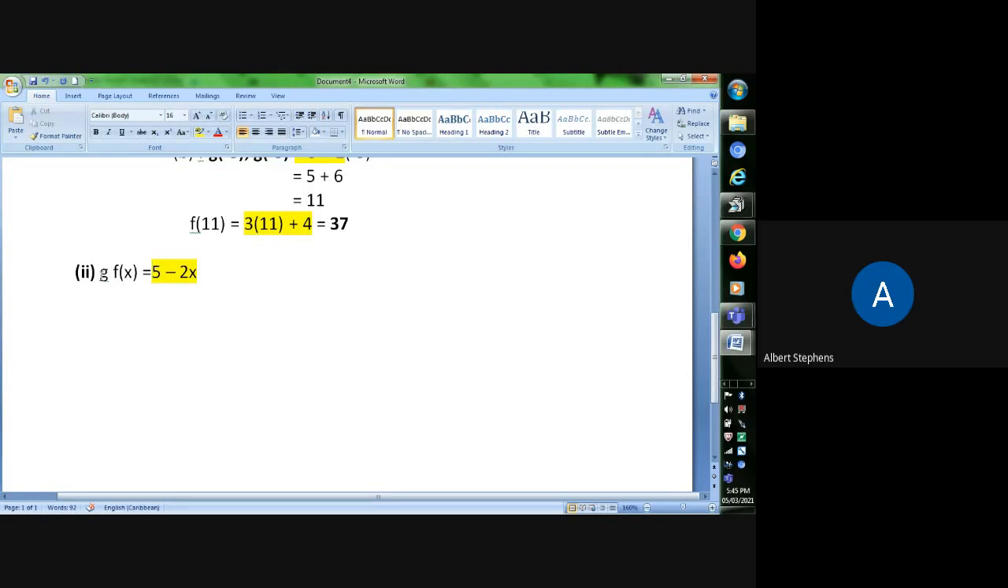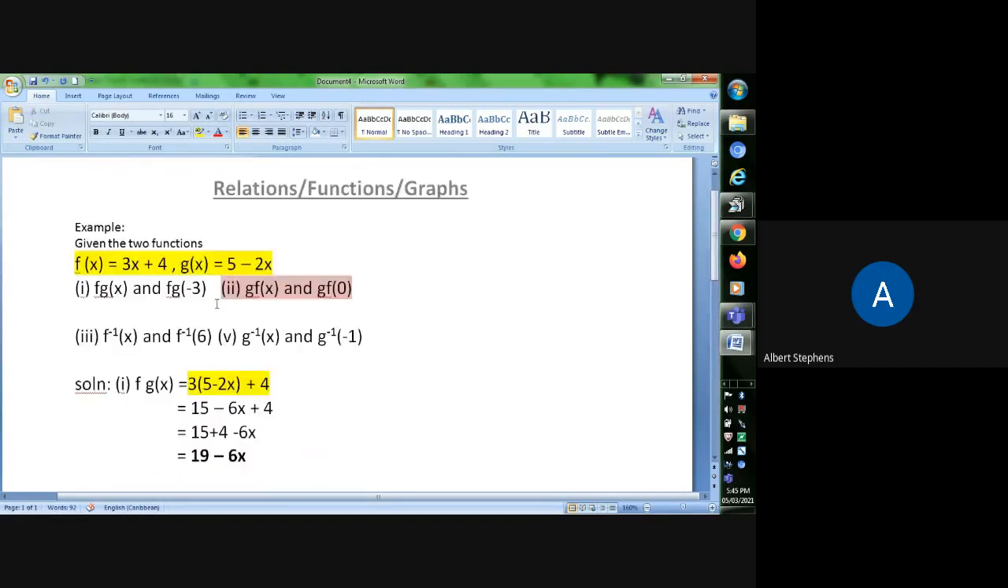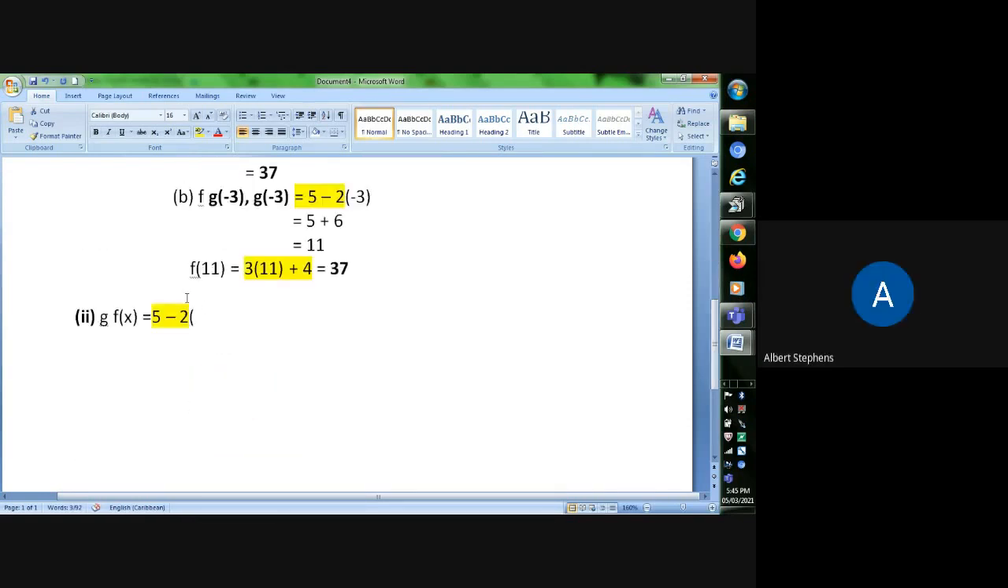Which letter comes first? G. Right. So you write out G. And then you look for x. Now you're going to replace x with f, and it must be f, because you don't use g already. Make sense? Yes, sir. But 2x means 2 times x. So it's going to be 2 times whatever f is. And f is 3x plus 4.